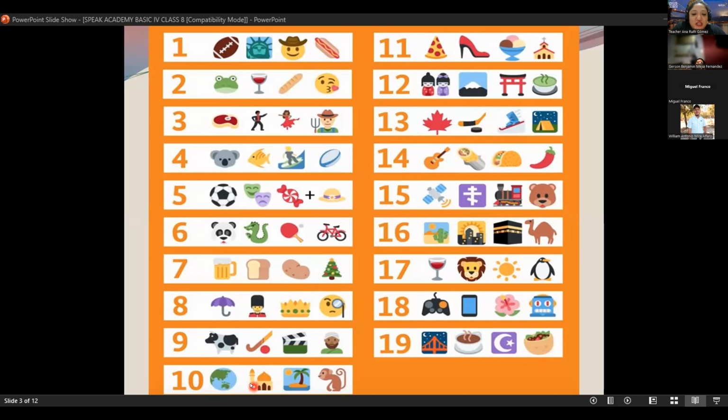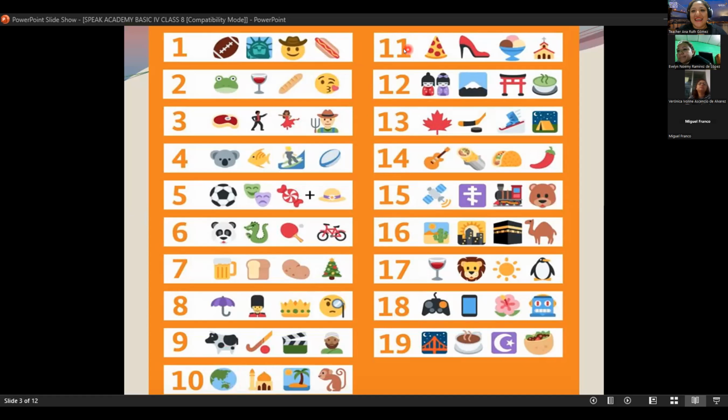Egypt. Hawaii? No. But you have a monkey. Egypt. No. You have a mosque. India. India? No. Maybe. All right. We are guessing. All right. What about number 11?